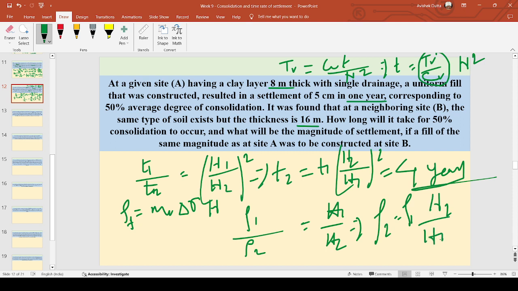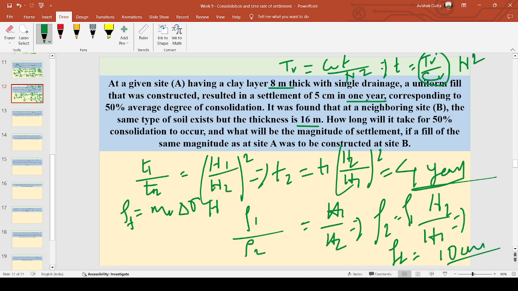Now what is the value of H2? H2 is 16, H1 is 8. What is the value of rho 1? That is 5 centimeter. So 5 into 16 by 8, that is 5 into 2, or rho 2 will be equal to how much? It is equal to 10 centimeter. Rho 2 will be 10 centimeter.